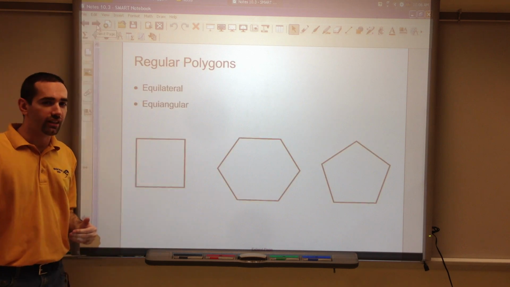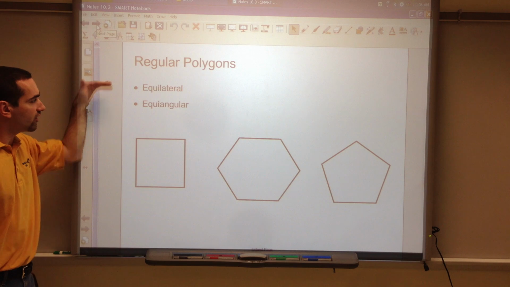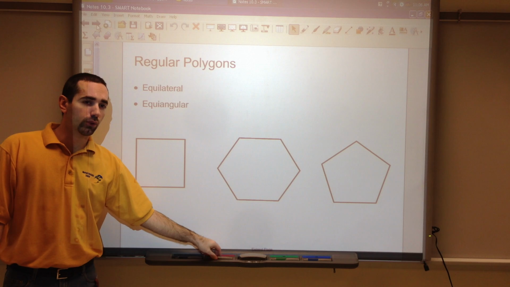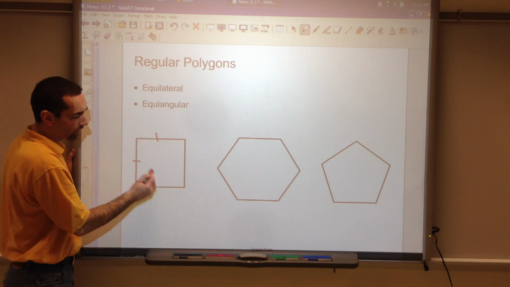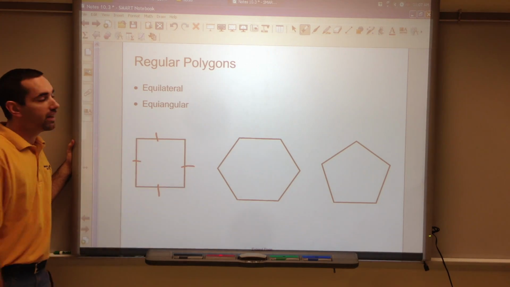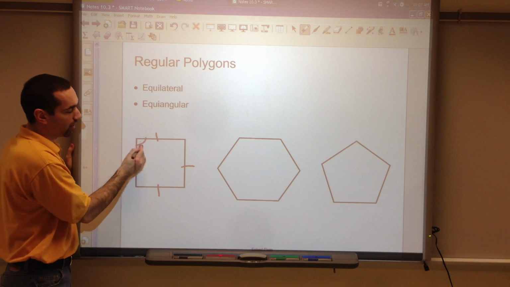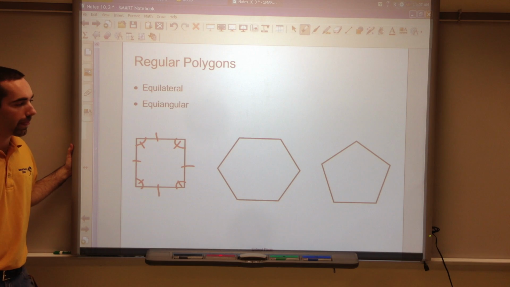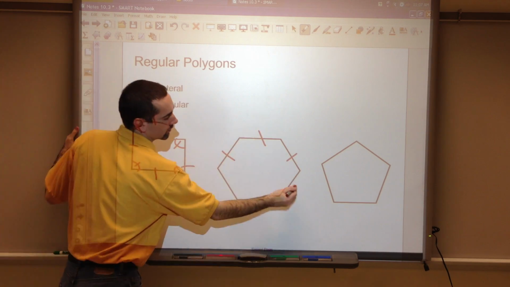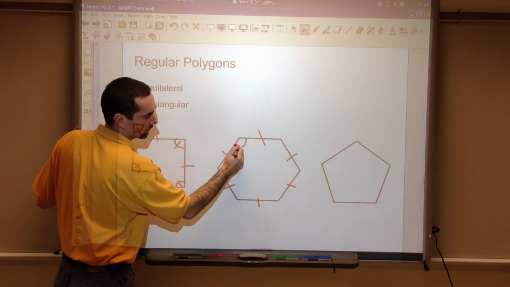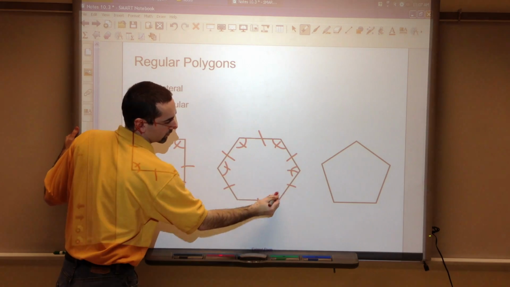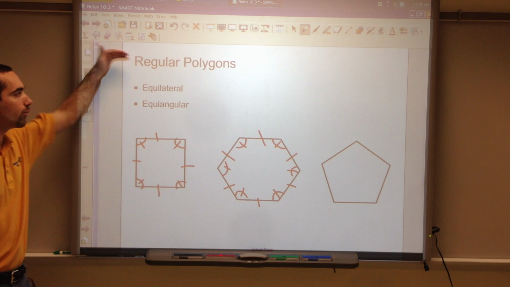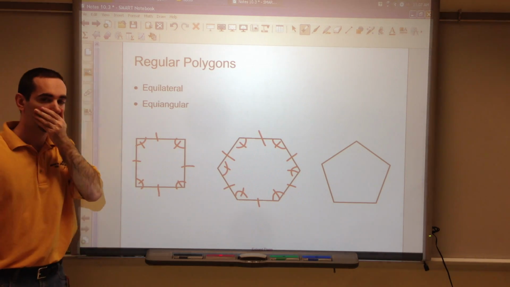A regular polygon is a polygon that is equilateral and equiangular. Remember, equilateral means all the sides are the same. Equiangular means all the angles are the same. So, that's the idea of a regular polygon.